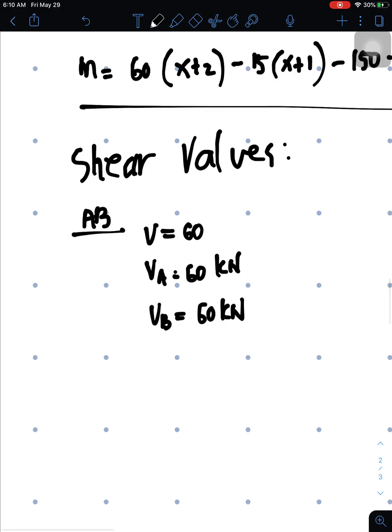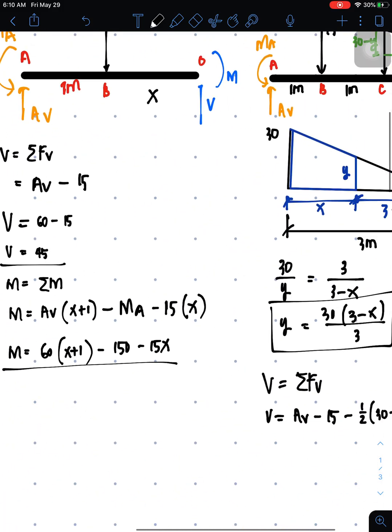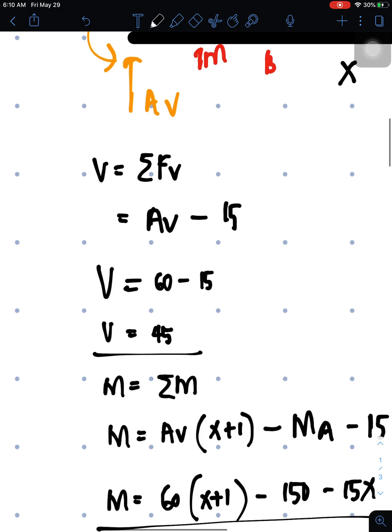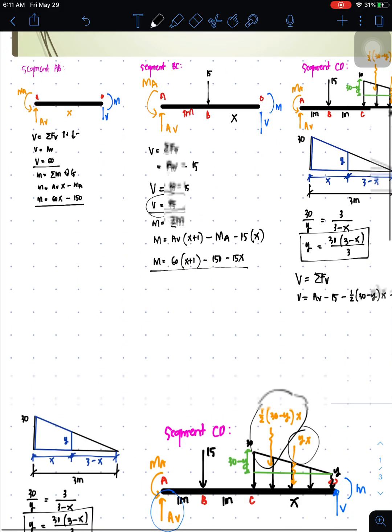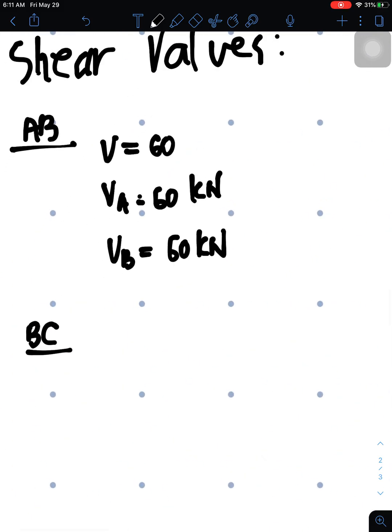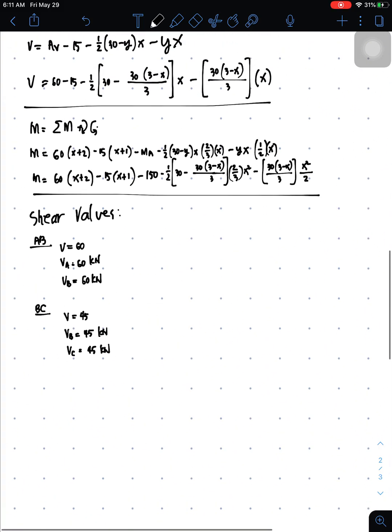Next, segment BC. When you have variables like in the next segment, it's still manageable, but it's different when there's no variable like this one for segment BC. This is the equation, V equal to 45. So all we have to do is copy. So the equation is V equal to 45. So it means to say that at VB you have 45 and at VC you also have another 45. So these are the values for BC.